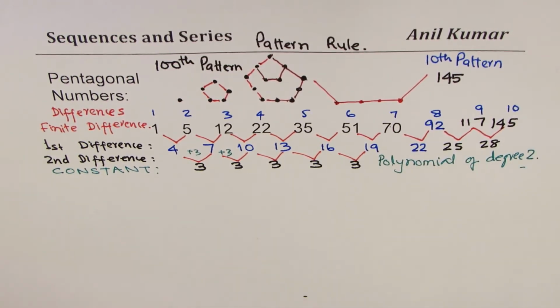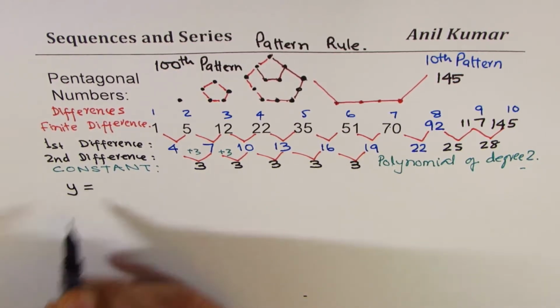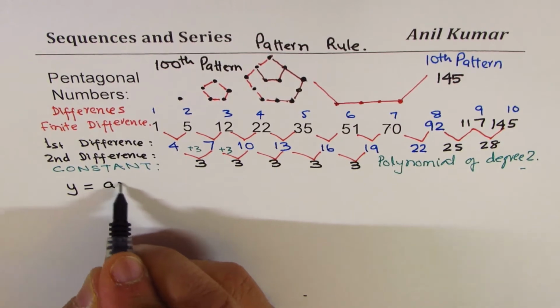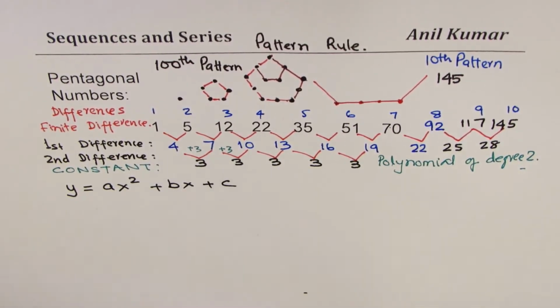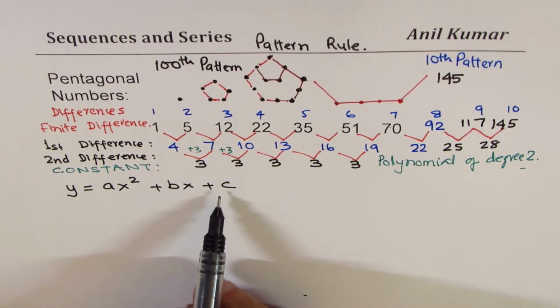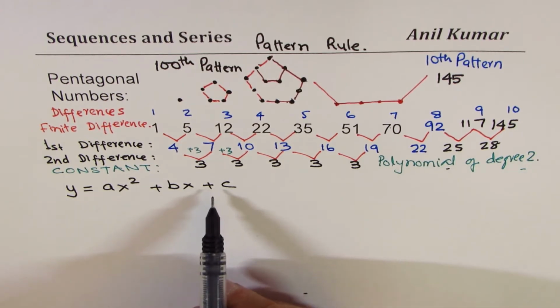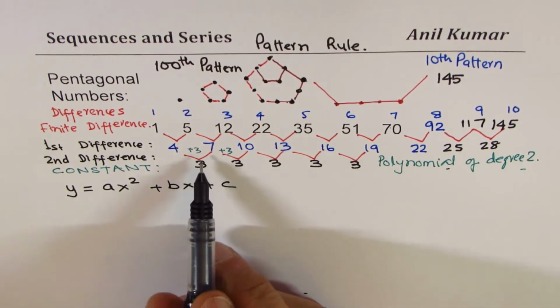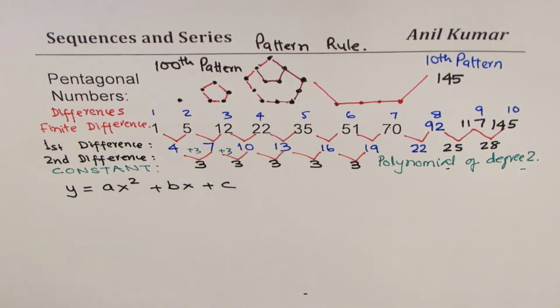And what is that? That is a quadratic function, right? So we could write this as y equals ax squared plus bx plus c. Do you get the idea? So y equals ax squared plus bx plus c is a polynomial of degree 2, which you also call quadratic equation, since the finite difference, which is the second one, is constant. Is it okay? So now we will develop the formula.